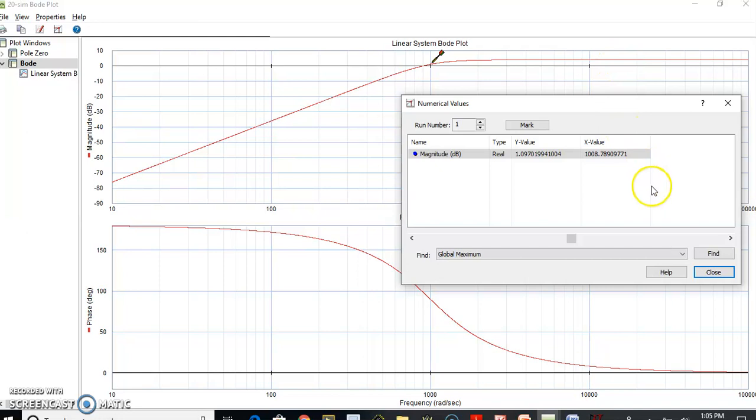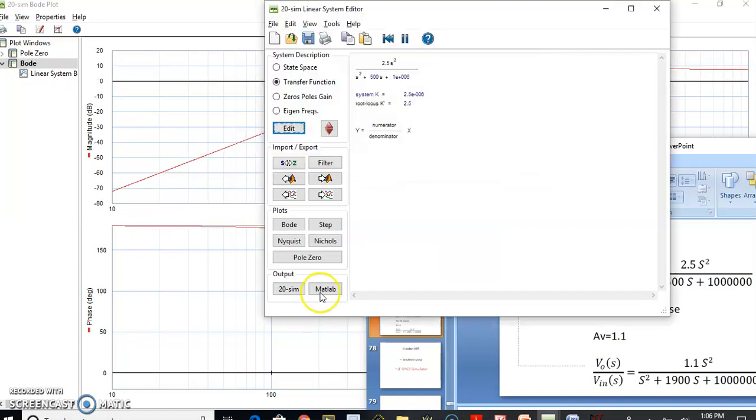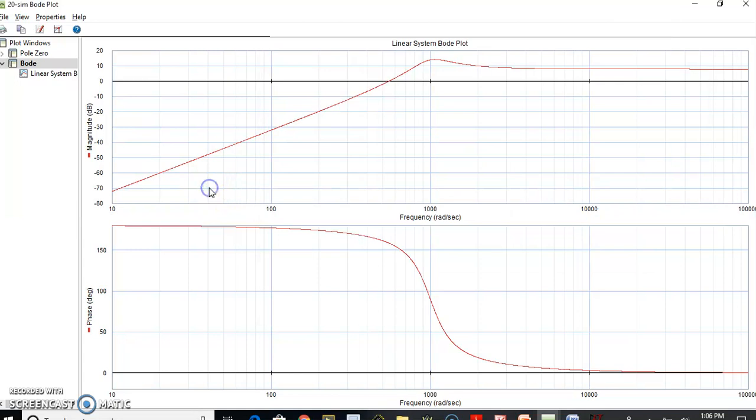So let us change the transfer function to different pole flatness and the overshoot, and then see the responses. You can see this is the transfer function for the overshoot response. This is 2.5 s square, and this is s square plus 500 s plus 1000 square. Again we have repeating zeros at the origin, and of course the poles are moved close to the imaginary axis. If you see the Bode plot, there is an overshoot, and the same initial 40 dB per decade slope, and the phase is 90 degrees at the cutoff frequency. All those things remain the same.